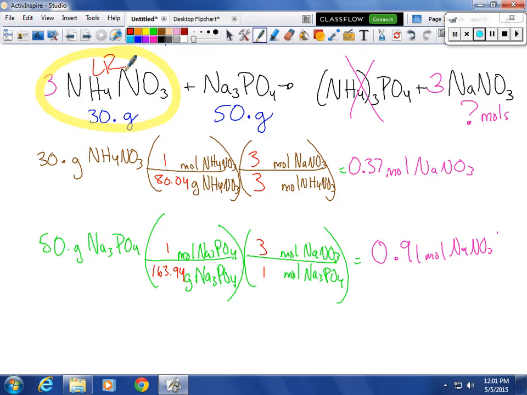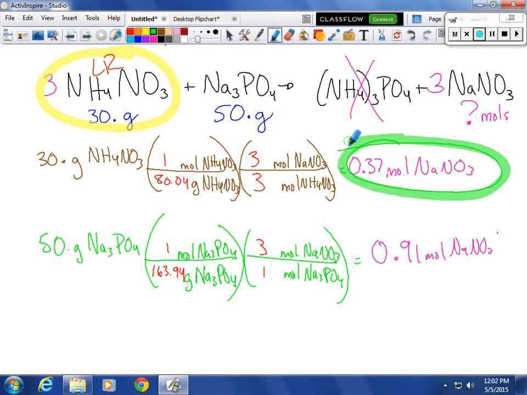Have I answered the actual question? It says question mark moles. Do I have moles of NaNO3? I sure do. There's my answer right there. Now, this one's a little bit simpler because it didn't ask for what unit. If it were grams, how could you answer it? You would multiply that by the molar mass, and the molar mass is 85, right? Yes, ma'am.